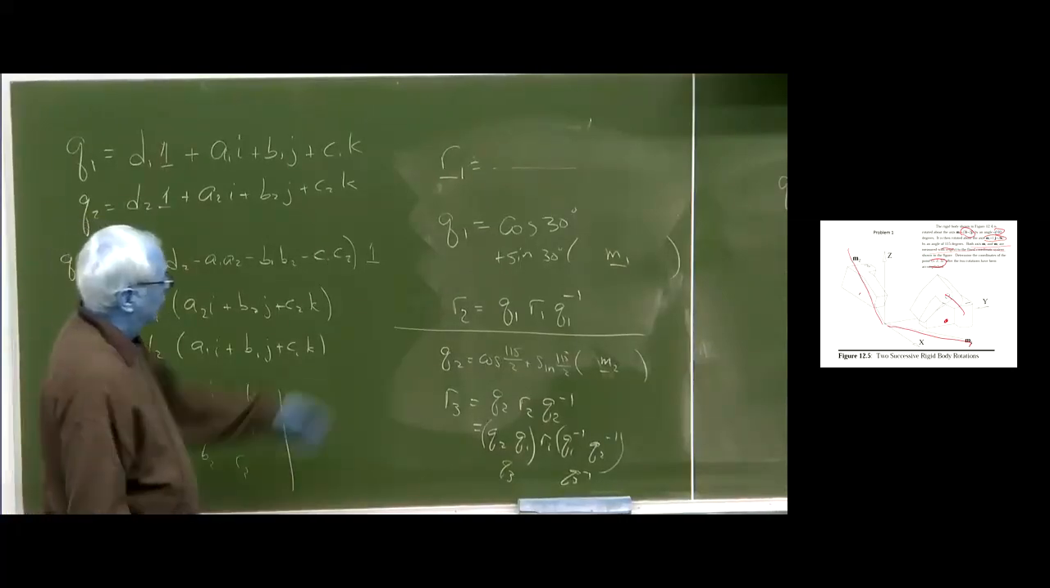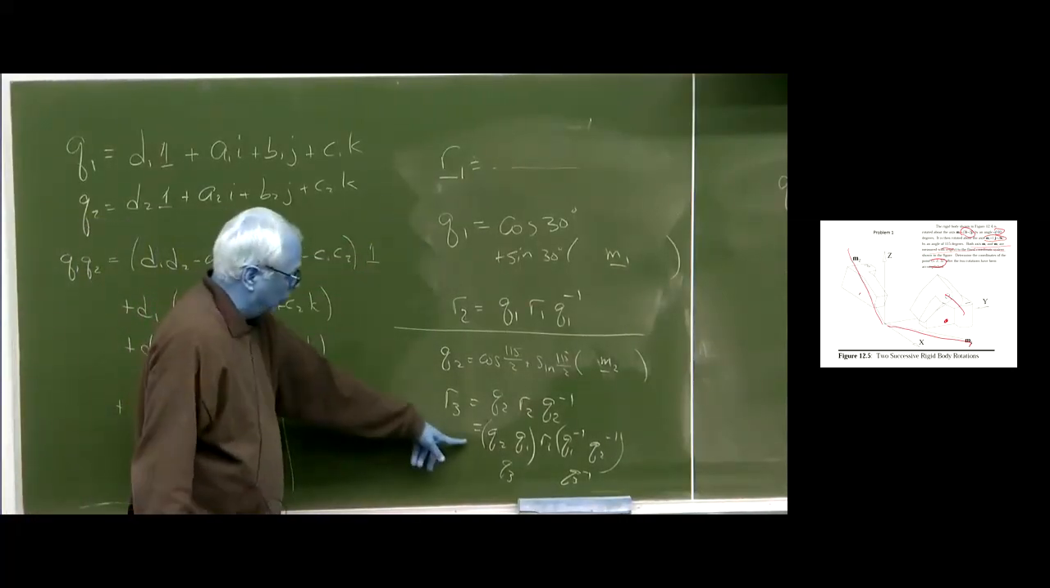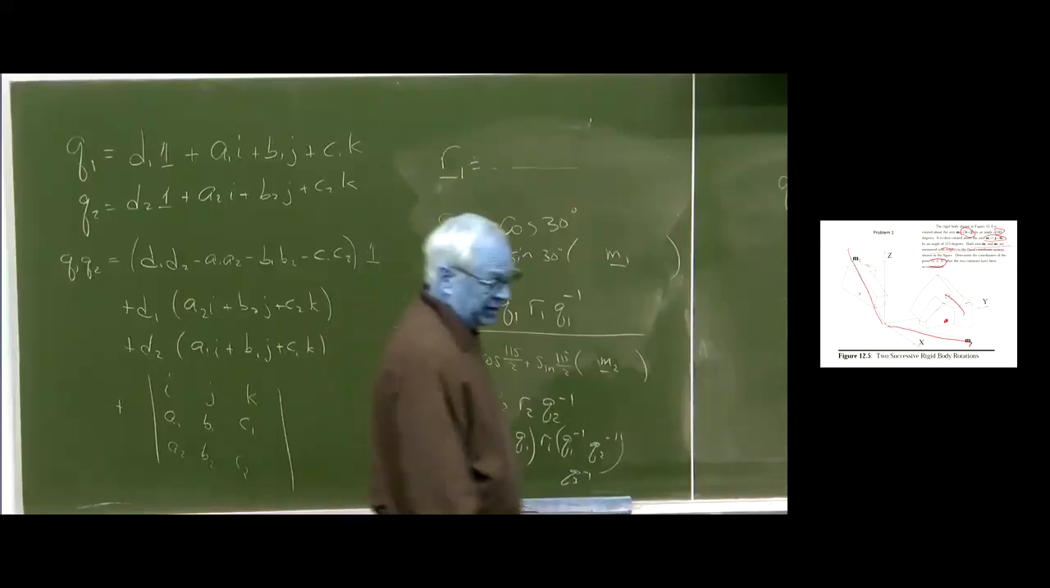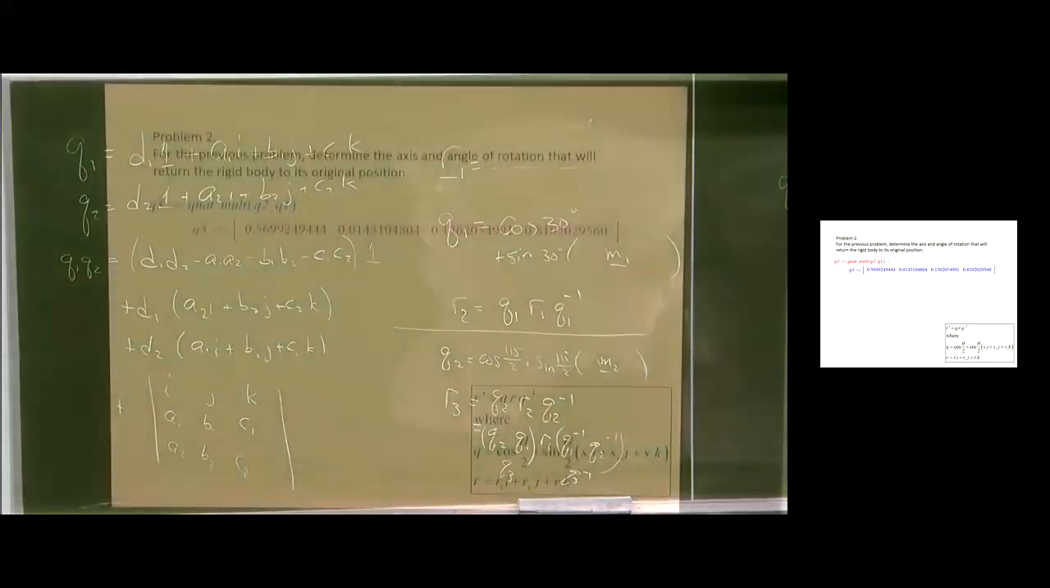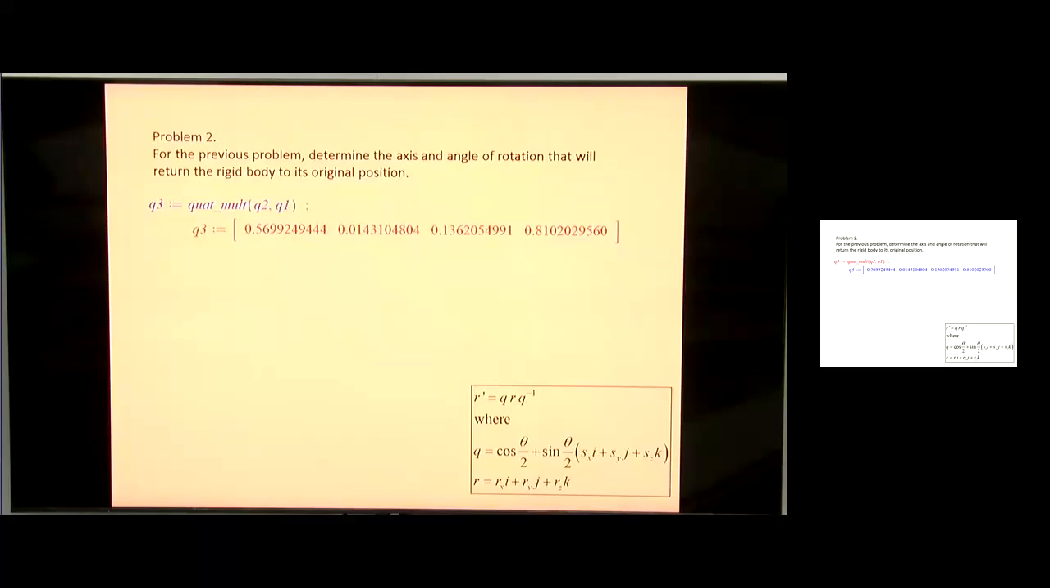But for the problem, what was given said just multiply this out, and that's going to tell you where that point went. But when you look at problem 2, where's problem 2? It said, what is the axis and angle that would take us from position 3 directly back to position 1? We just solved it.